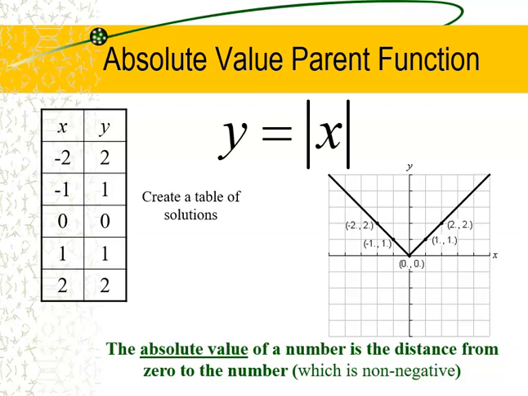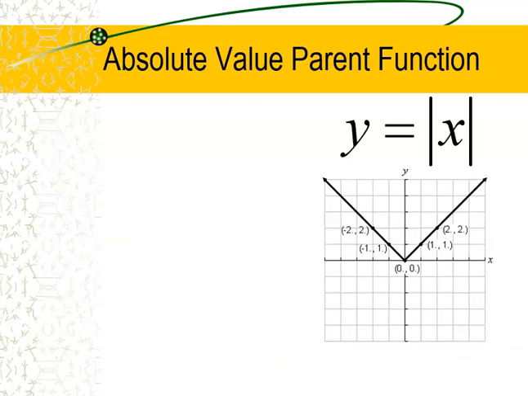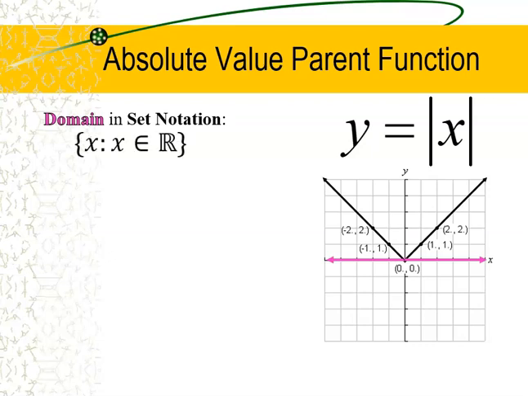Absolute value has a V, and the graph is shaped like a V. To do your domain for your parent function, it's actually the same domain that we used for the others. It would be all real numbers because this graph goes off to the left and to the right forever and includes all the numbers in between. So we would say x is an element of the real numbers.